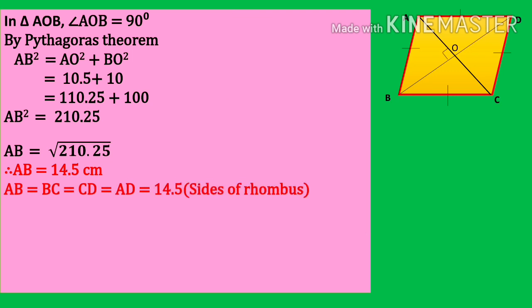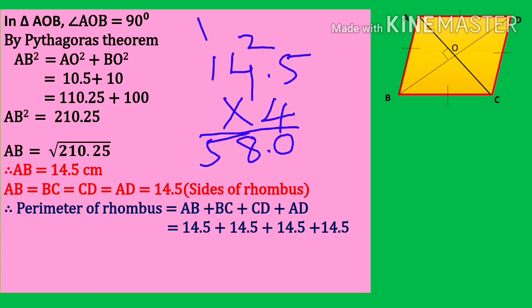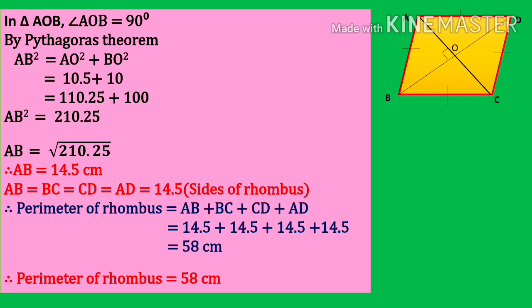It means all the sides of a rhombus are congruent, all the sides of a rhombus are 14.5 centimeter. AB equal to BC equal to CD equal to AD. They are 14.5 centimeter sides of a rhombus. Now perimeter of a rhombus equal to addition of all the four sides. So substitute the value of all the four sides 14.5 centimeter. So addition of these, how much came? 58 centimeter. Therefore the perimeter of a rhombus is 58 centimeter.